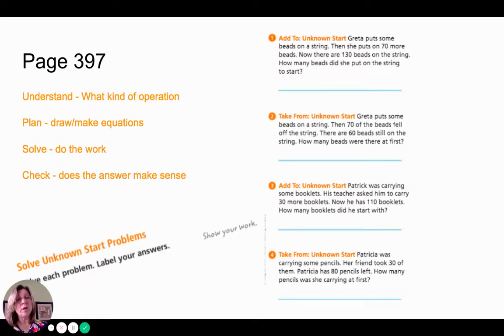Check your answer to make sure you answered what the question is asking you. You're going to solve each problem and label your answers. Let me read the first one and let's think about it together.